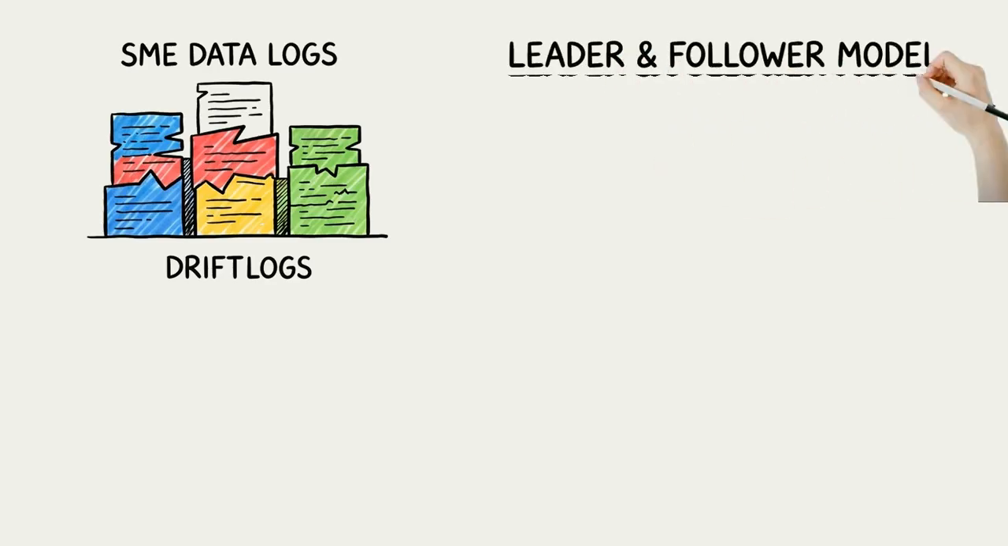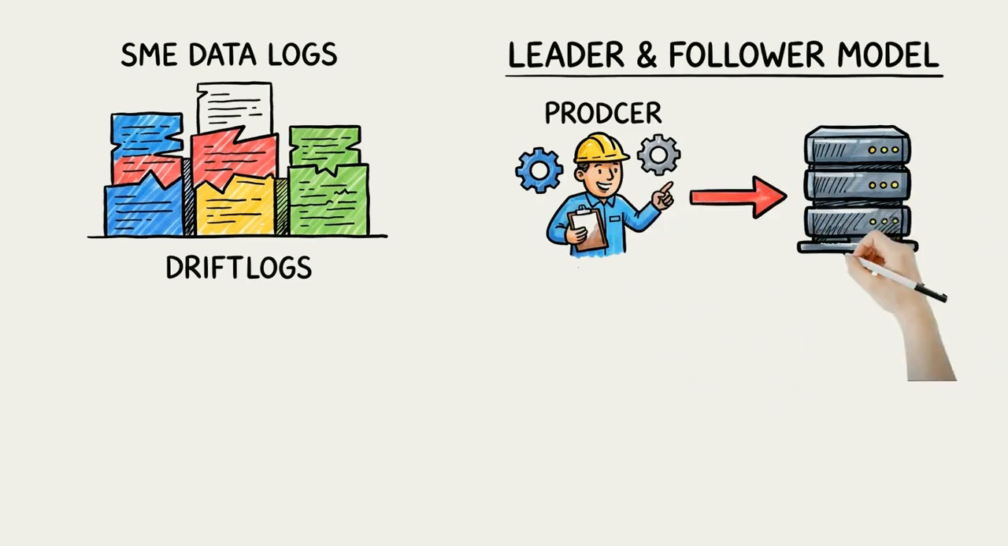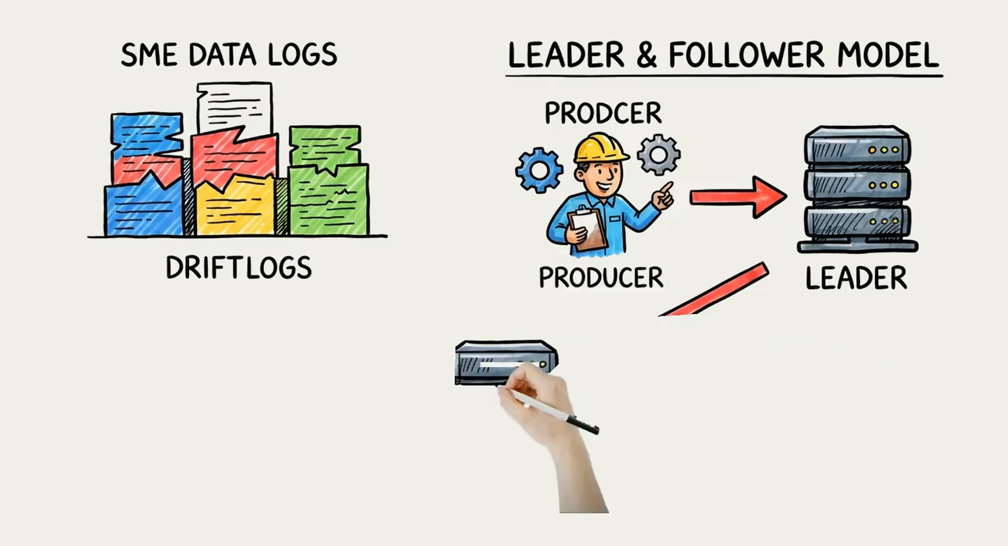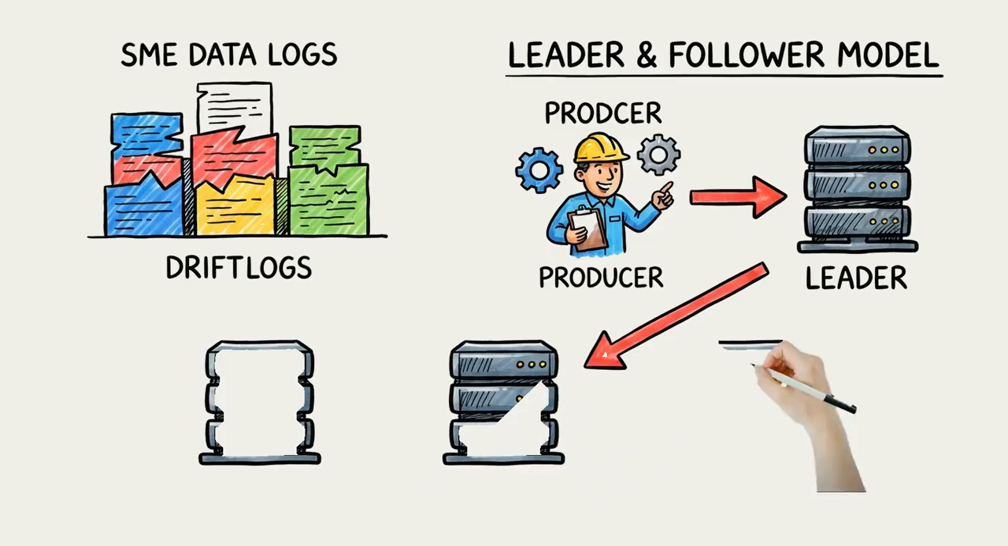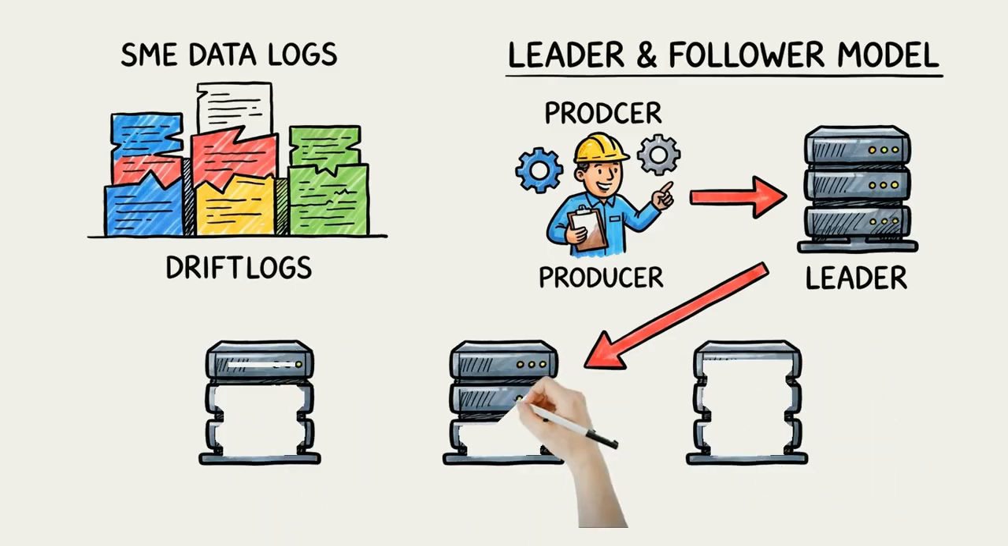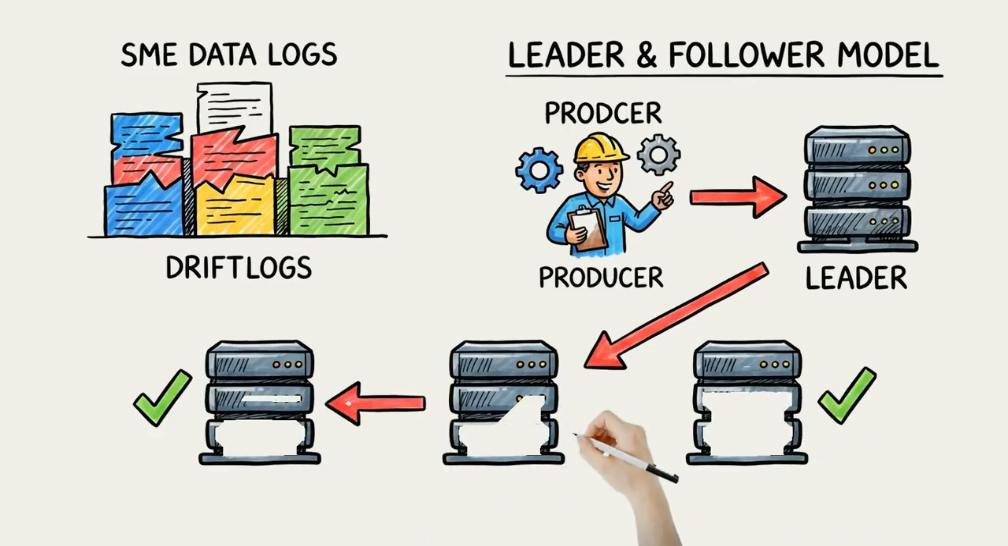Kafka solves this with a leader and follower model. For every partition, one replica is elected leader. The other replicas become followers. Producers send writes only to the leader. Followers continuously pull data from the leader and copy it in the exact same order. That single leader is what gives Kafka a consistent event history per partition.